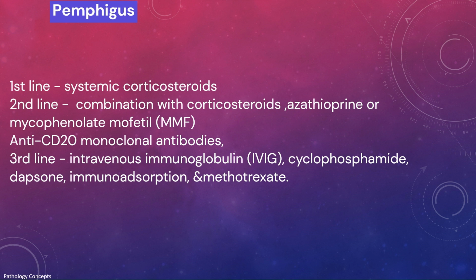Anti-CD20 monoclonal antibodies such as rituximab and ofatumumab have also been used in conjunction with corticosteroids for the first line treatment in moderate to severe Pemphigus. Third line treatment includes intravenous immunoglobulin, cyclophosphamide, dapsone, immunoadsorption and methotrexate.